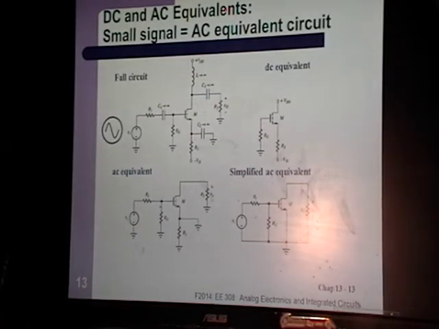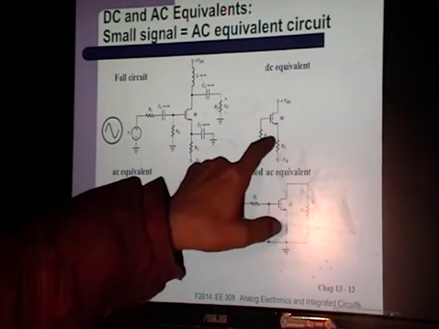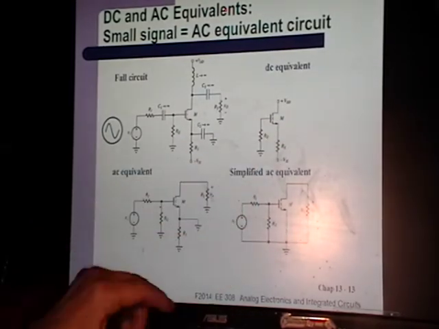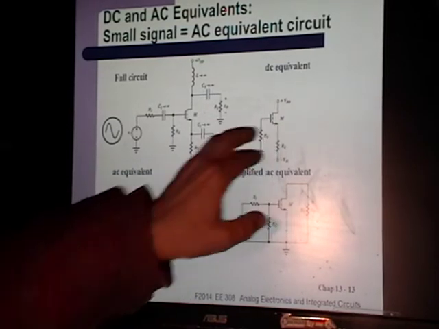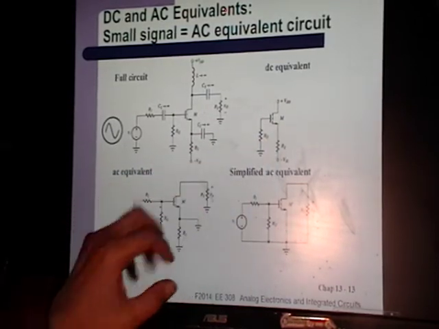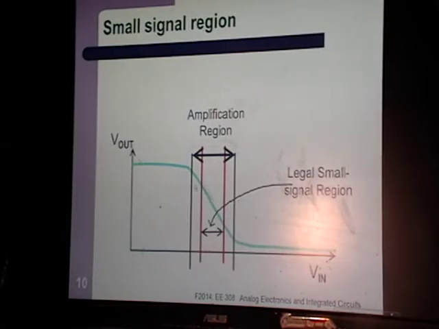Okay, that's the big secret to take from this. If you find the DC equivalent, figure out how it behaves. Find the AC equivalent, figure out how it behaves. Then you can sum what you found to find the behavior of this whole big circuit here, if you are in a linear region on your transfer graph, on your transfer curve.